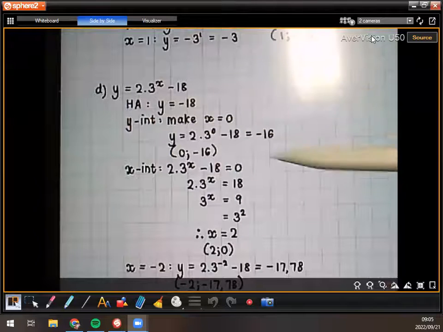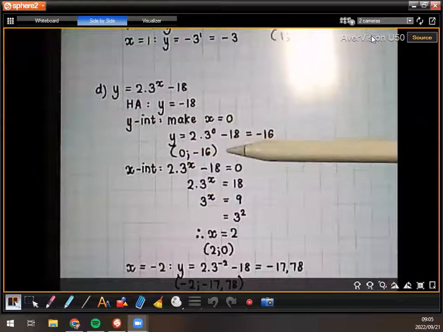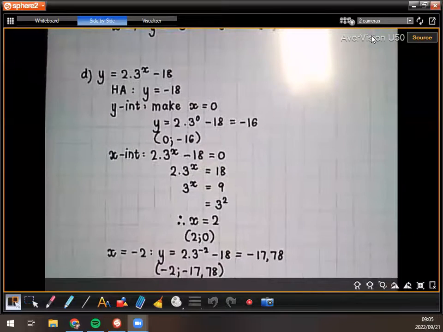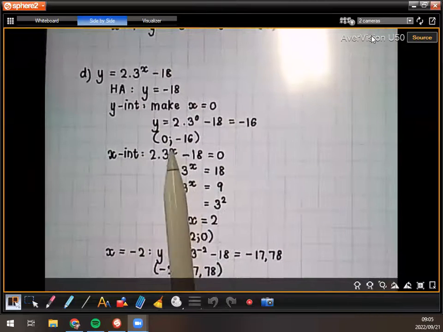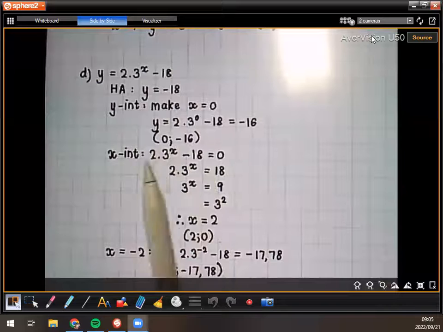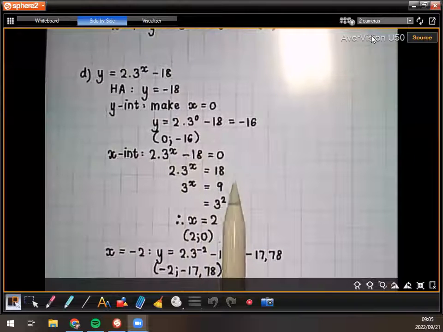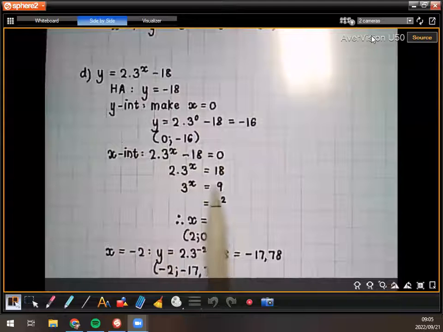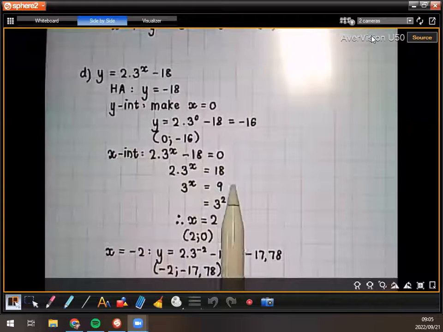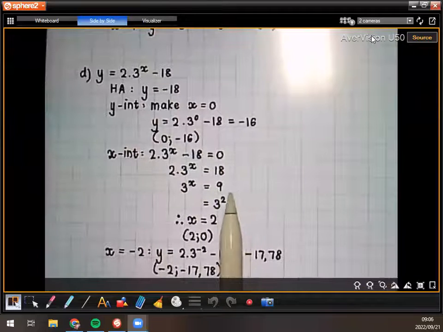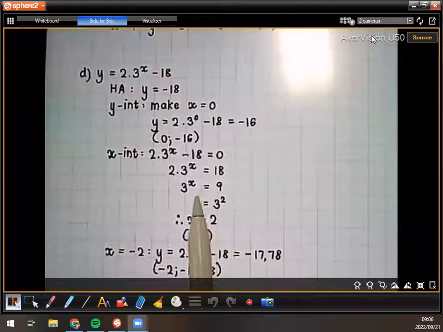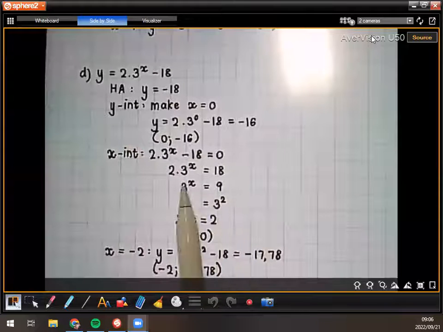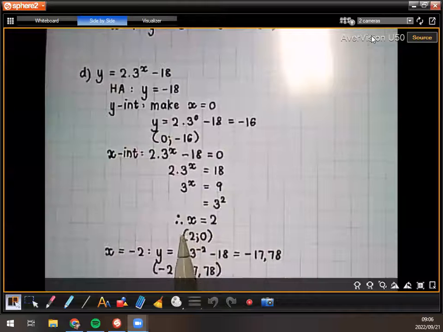Okay, horizontal asymptote -18. For your y-intercept, you make x equal to 0, you get that. For the x-intercept, you need to make y equal to 0, right? So you take your whole equation equal to 0, move the 18 over, divide by 2, and now you need to get your bases the same. Alright, how can I write 9 with a base of 3? Oh dear, 3 squared, hey? 3 squared is 9. Alright, so you do that. So then x is 2.